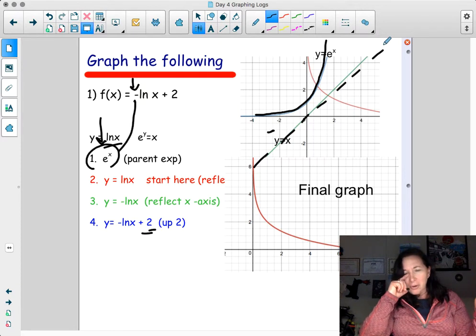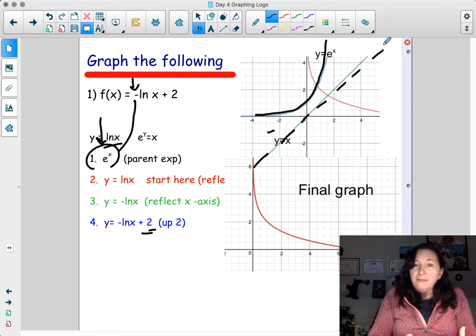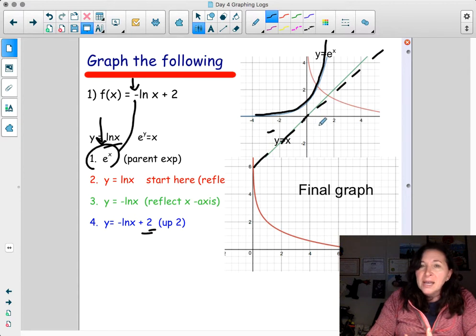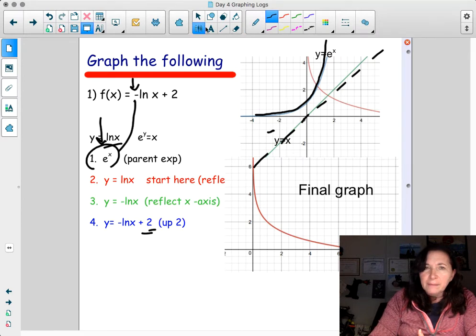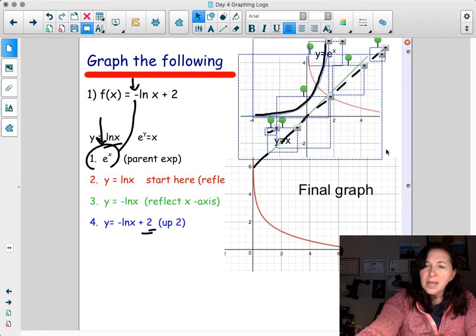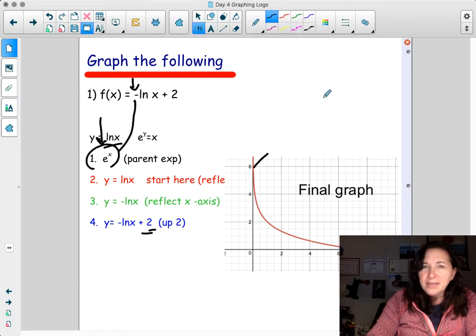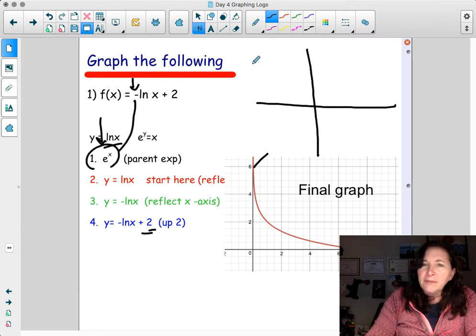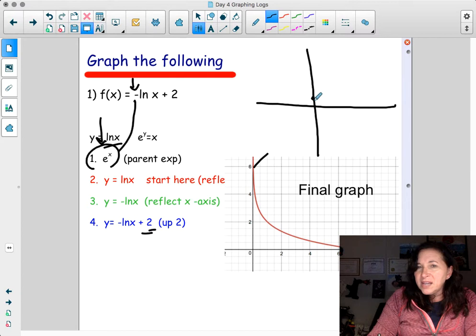So you don't have to do it this way. You can graph ln of x. If I chose not to graph it that way, I think sometimes it's just easier to graph it like this. If you had ln of x, think about what ln of x is. Ln is the inverse of e to the x power. Remember what e to the x was? That was 0, 1. So what's the inverse of 0, 1? The inverse of 0, 1 is 1, 0.